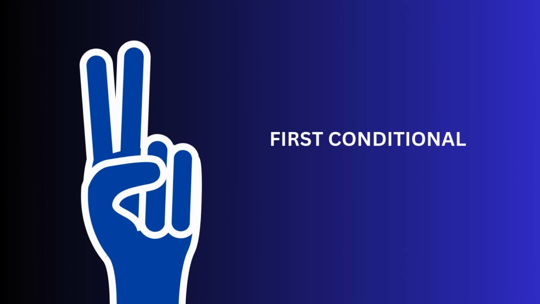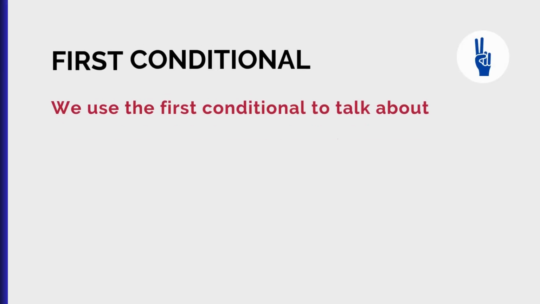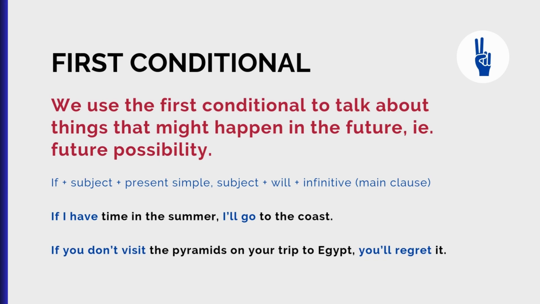Now, let's talk about the first conditional. We use the first conditional to talk about things that might happen in the future, i.e. future possibility. We form this using if plus subject plus present simple for the subordinate clause, then subject plus will plus infinitive for the main clause. Look at the following examples. If I have time in the summer, I'll go to the coast. If you don't visit the pyramids on your trip to Egypt, you'll regret it.